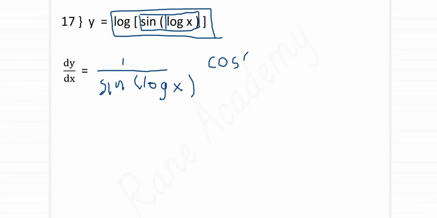Okay. Now see, we have differentiated the outermost function. Then inside that we have one more function, that is sine of log x, which we are differentiating. So the derivative of sine of log x is cos of log x. Now inside that we have one more function, that is log x. So the derivative of log x is 1 upon x.